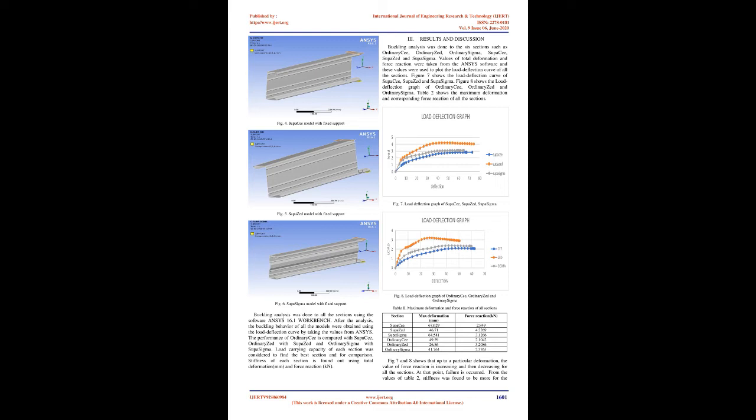3. Results and discussion. Buckling analysis was done for the 6 sections: ordinary C, ordinary Z, ordinary sigma, Supa C, Supa Z and Supa sigma. Values of total deformation and force reaction were taken from the ANSYS software and used to plot the load deflection curve of all the sections. Figure 7 shows the load deflection curve of Supa C, Supa Z and Supa sigma. Figure 8 shows the load deflection graph of ordinary C, ordinary Z and ordinary sigma. Table 2 shows the maximum deformation and corresponding force reaction of all the sections.